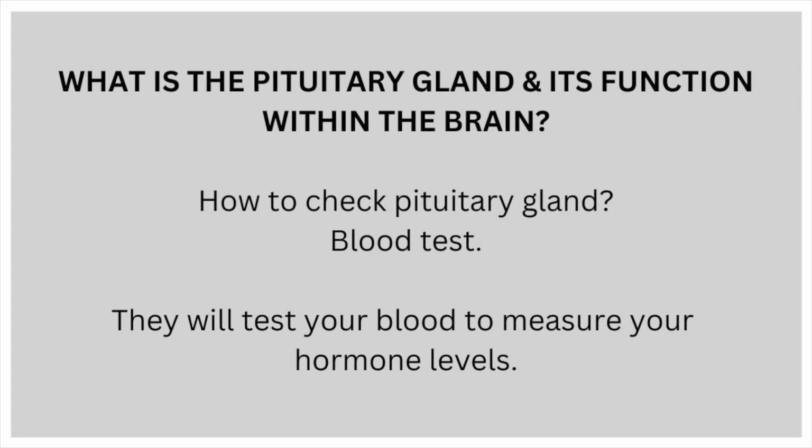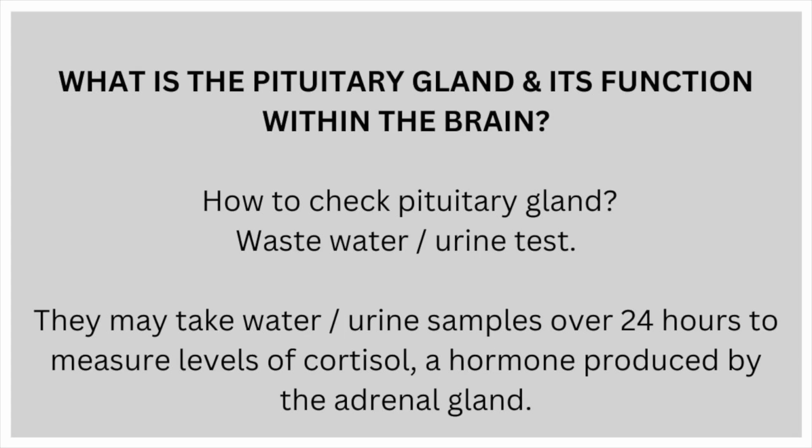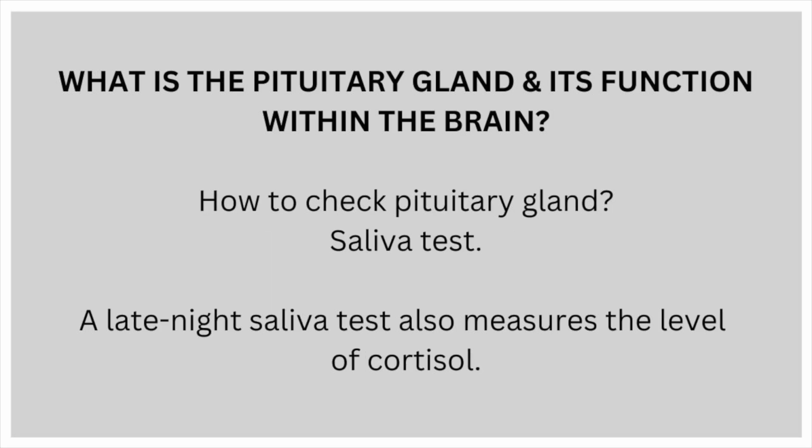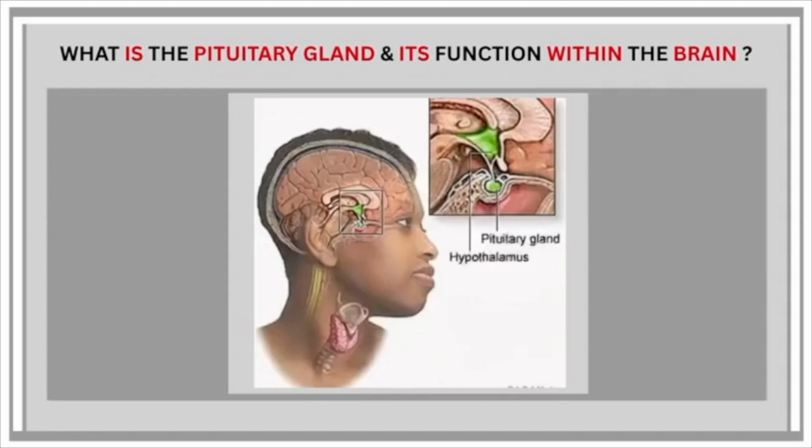Blood tests. They will test your blood to measure your hormone levels. Waste water test. They may take water samples over 24 hours to measure the levels of cortisol, a hormone produced by the adrenal gland. A saliva test. A late night saliva test also measures the level of cortisol.